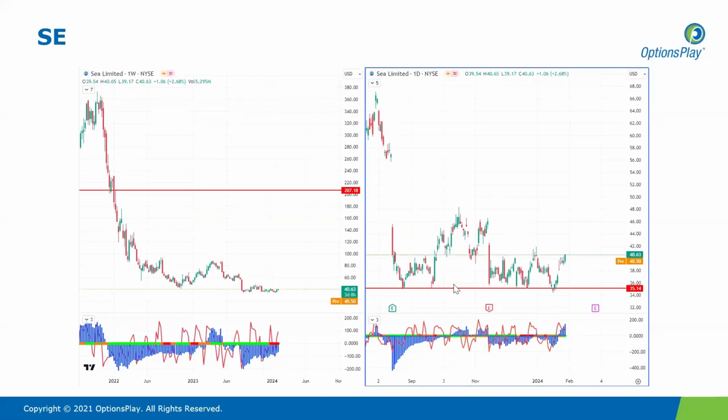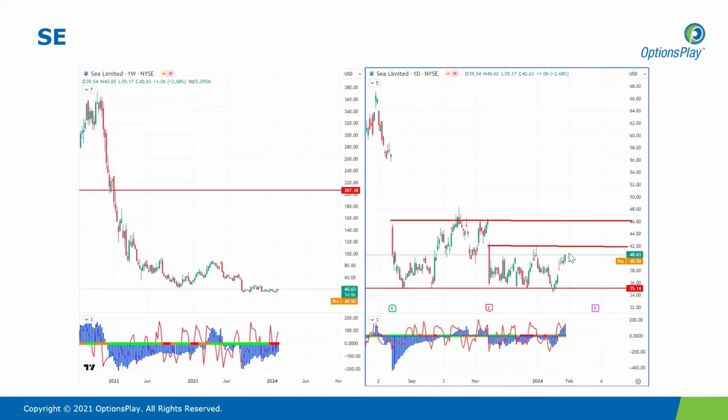Okay, Sea Limited. So Sea Limited, so far, it is performing quite well. When we spoke about this last week, price opened at 38. There was a bit of a rejection there, but so far, price has actually continued to move higher. There's some minor resistance at around that 42 level, but the next major level here is at 46.